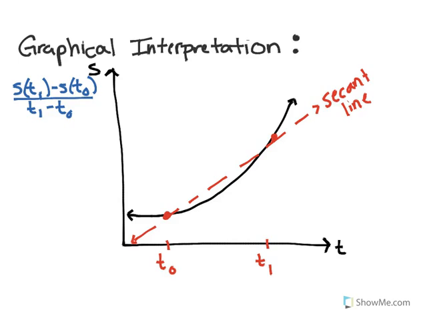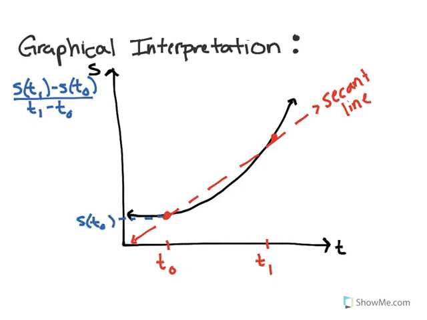Where are my s of t1 and my s of t0 values? Well, that's very simple to do. All you need to do is find your points that you have on your function and your secant line and trace them to the y-axis. So if I do that with my t0 point, I'm going to do this in blue for the y-axis. This is going to be my s of t0 value.